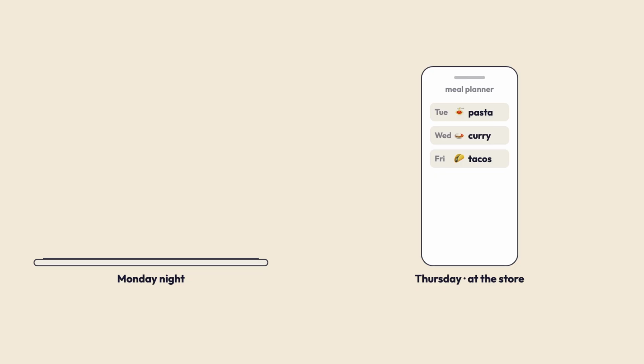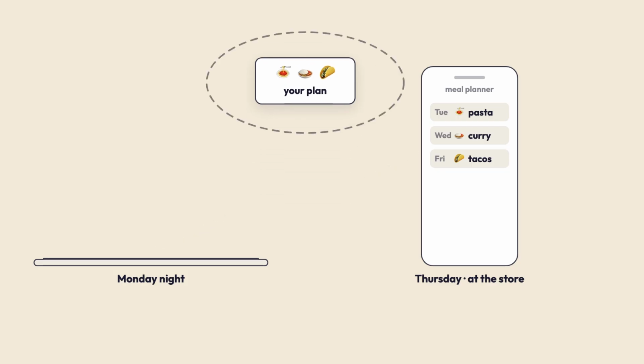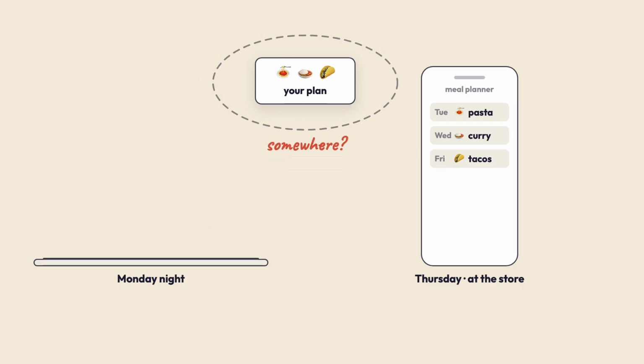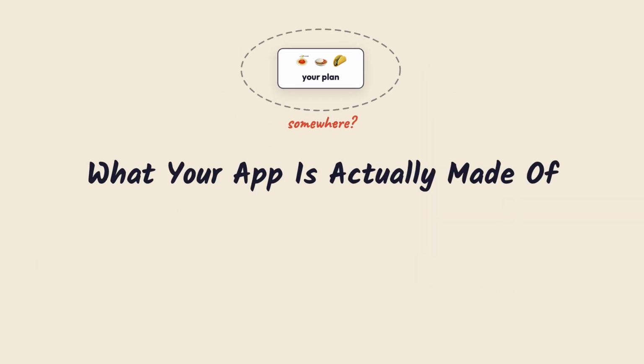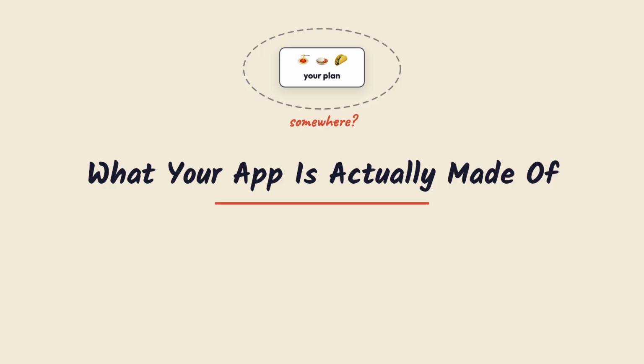It seems unremarkable, but look at what just happened. The plan wasn't lost when the laptop closed, and it appeared on a phone that wasn't involved in making it. So it has to be stored somewhere. And clearly, that somewhere is neither the laptop nor the phone. Understanding where it's stored and how it gets to your screen is what this video covers.